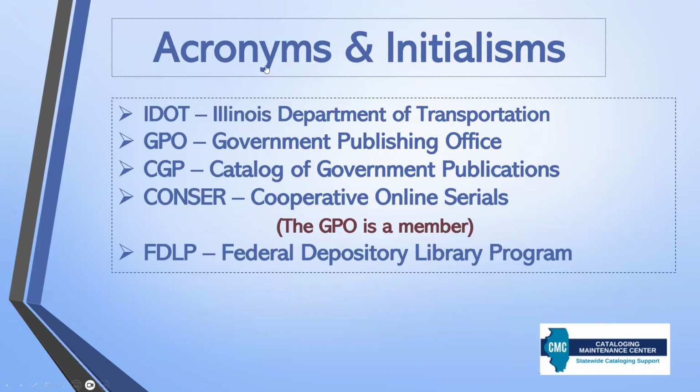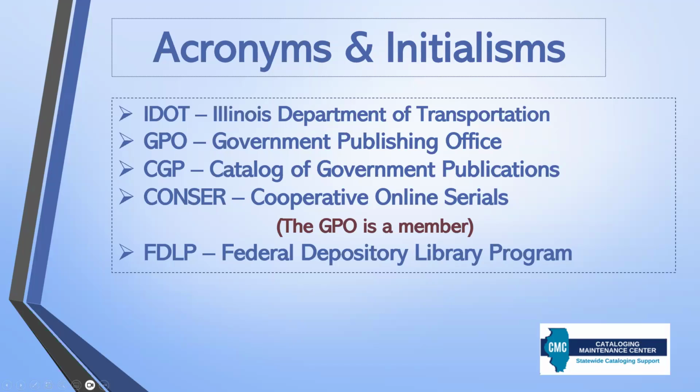Okay, so all these letters. IDOT is the Illinois Department of Transportation. GPO is the Government Publishing Office. CGP, Catalog of Government Publications. CONSER, which is the Cooperative Online Serials Program, and the GPO is a member of CONSER. FDLP is the Federal Depository Library Program.